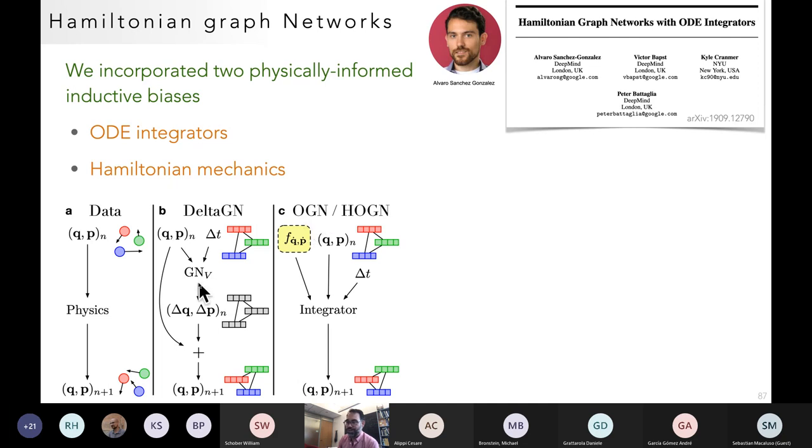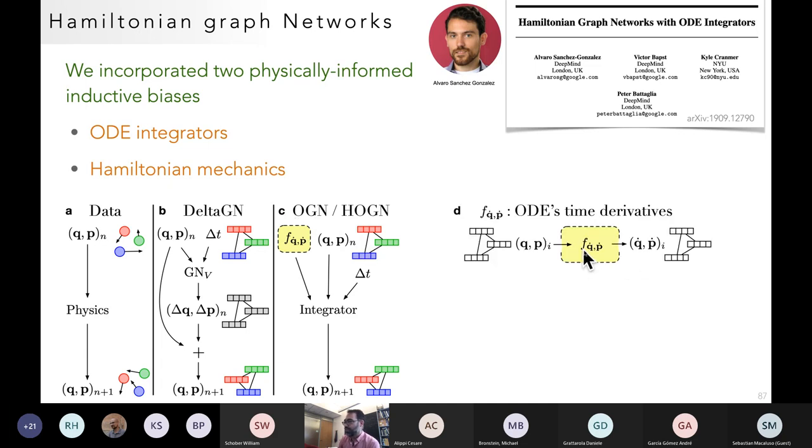graph neural network where, instead of learning a delta update rule, you try to embed an integrator, like a Runge-Kutta integrator, into the network. The integrator will take the current state of the system and then some dynamical equations that basically say how to evolve the system into the future. That's what's called the OGN part here.